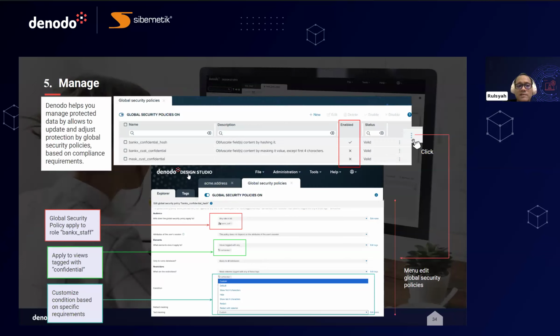Building on the previous configuration where we assign users into specific roles such as bank staff, now we are applying and maintaining what we call global security policies to those roles to ensure protected and compliant access to sensitive data. Denodo allows us to manage protected data through flexible global security policies, which can be updated or adjusted at any time, depending on the organization's compliance requirements. In this example, we have enabled a policy named bank confidential hash. This policy is assigned to the bank staff role and is applied to all views that are tagged as confidential. That means any data marked as confidential will follow the rules defined in this global security policy, such as masking or hashing.